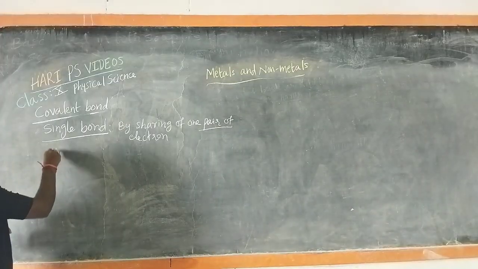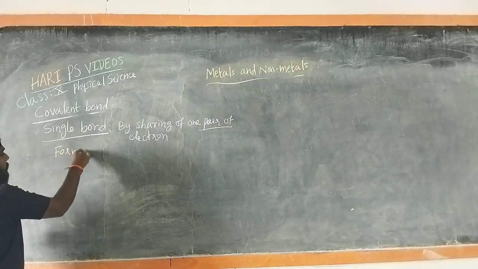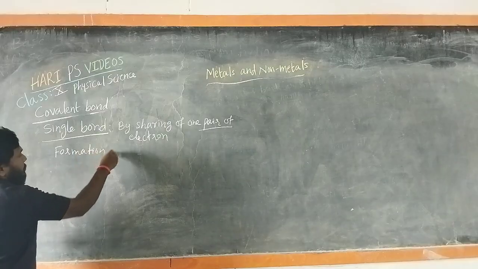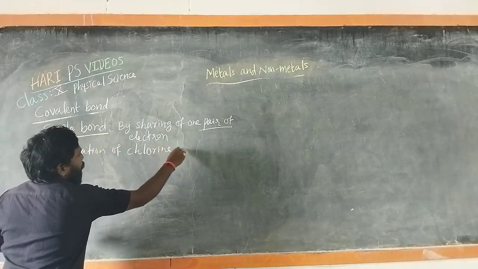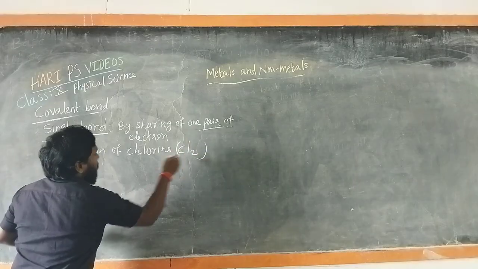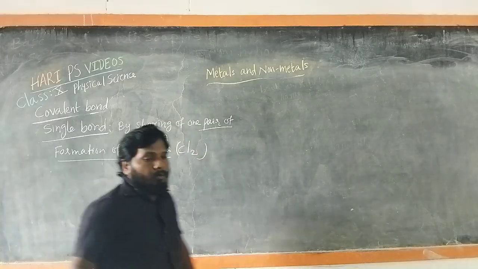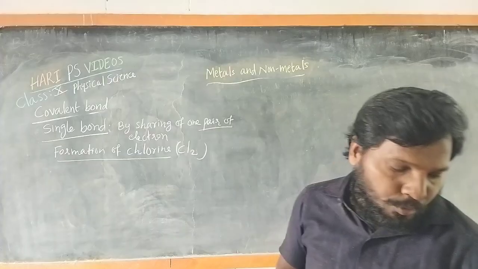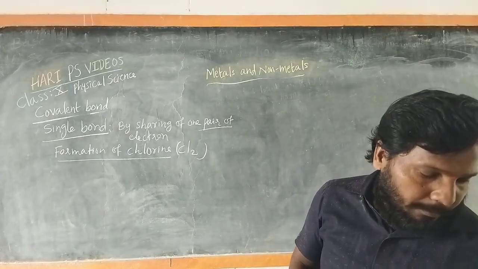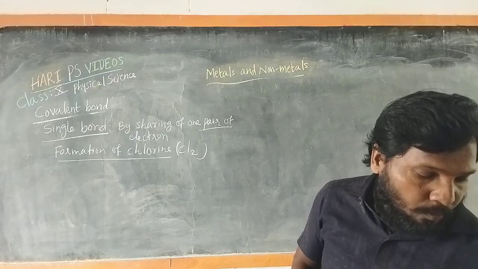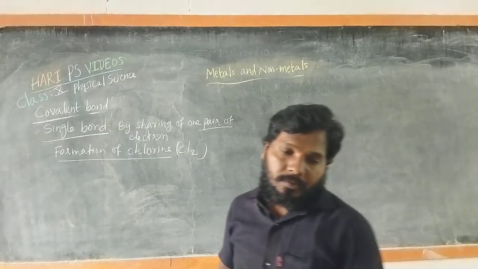So, formation of chlorine, Cl2. Formation of chlorine. How is this chlorine molecule formed by the covalent bond?